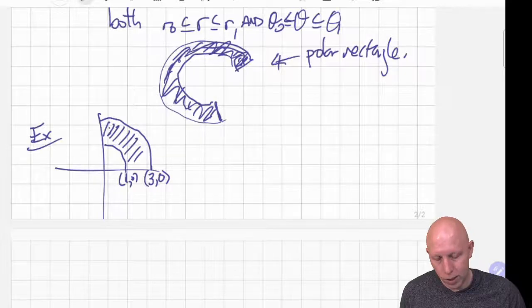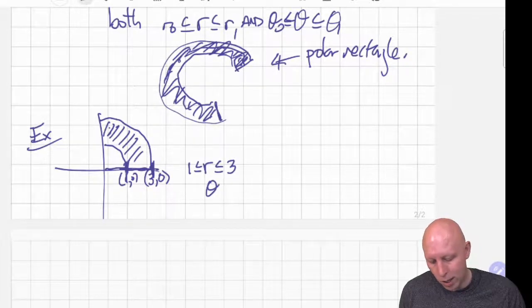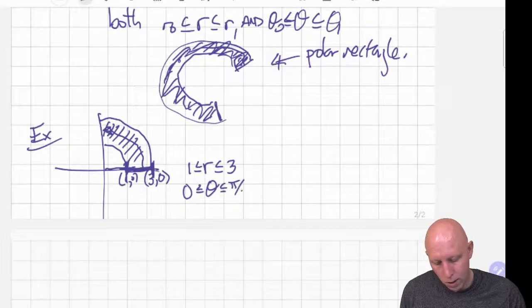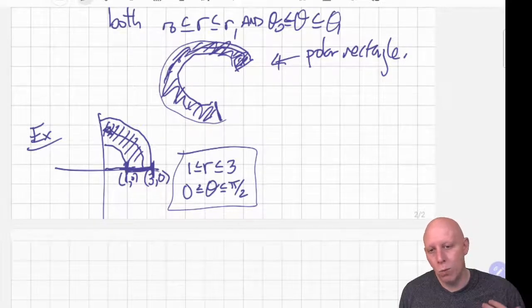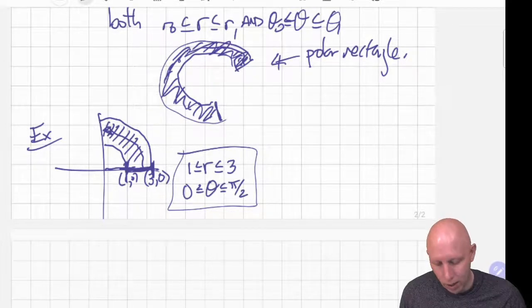All right, so what we're going to do is think about the radius here. The radius starts at r equals 1, goes up to r equals 3. So r is between 1 and 3. And then we have to think about theta. Theta starts out here at 0 and goes up to pi over 2. So this is how you would write this region in the plane as a polar rectangle.